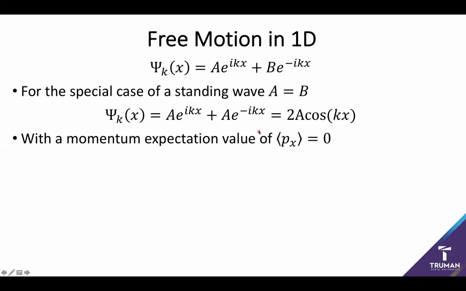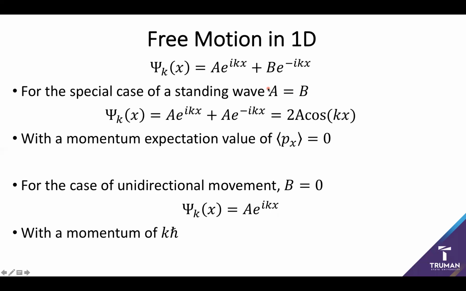Another good limiting case is if we have unidirectional forward movement. So let's say I'm shooting an electron or a proton out of a particle accelerator. If I do this, my particle moves in one direction, so I've got no movement in the reverse direction. So I'm going to set b equal to 0. At which point, my wave function then just collapses to A e to the ikx, and then what we have is unidirectional motion of kħ.